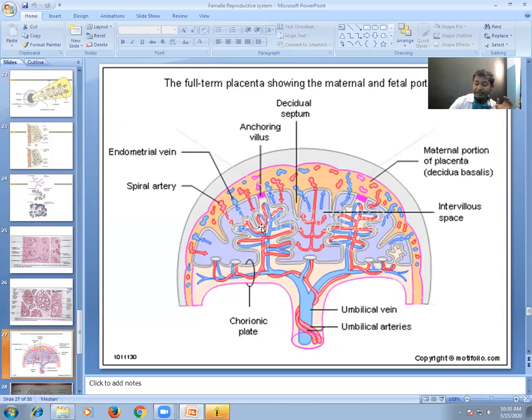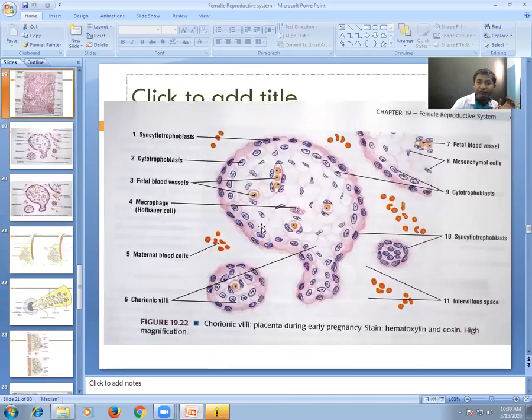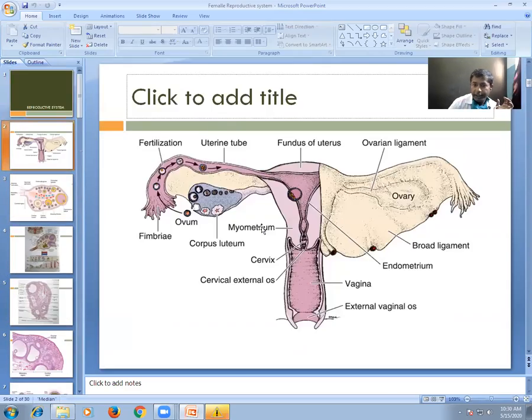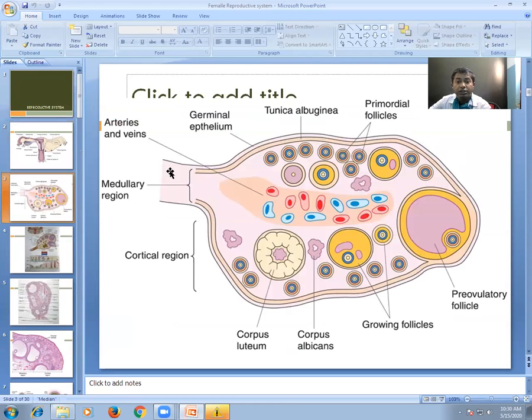So overall, we'll just revise the things starting from the ovary. The female reproductive tract consists of vagina, uterus, uterine tube, and ovary. The mammary gland as well as the placenta are accessory to it. So the ovary का structure क्या रहता है? Germinal epithelium, tunica albuginea, cortex and medulla. Cortex में क्या रहता है? Starting from primordial follicle up to the mature follicle, all the cells are located in the cortex, and this is the medulla. All the blood vessels supplying the ovary are located here.